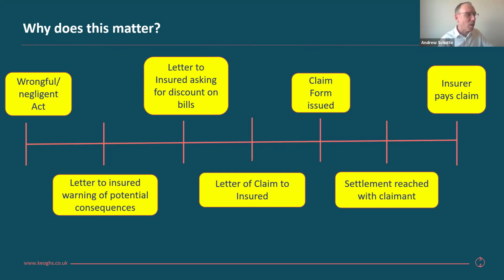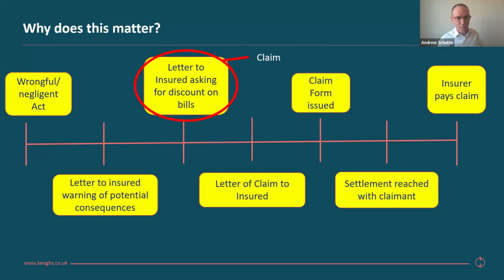Then you have a letter of claim, a letter before action, that goes to the insured from the third-party claimant. There's no outbreak of peace, so a claim form gets issued in the court. A deal is done between the insured and the third-party claimant, and then right at the end, the insurer pays the claim. So that's a sort of life cycle of the risk. We need to pick out of that what is a claim and what is a circumstance.